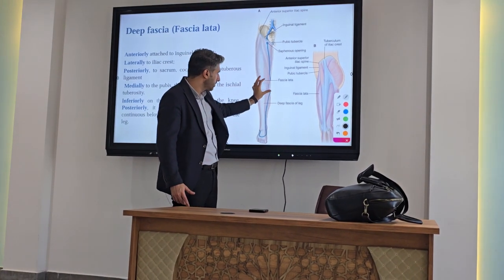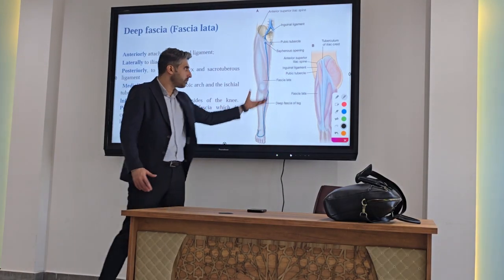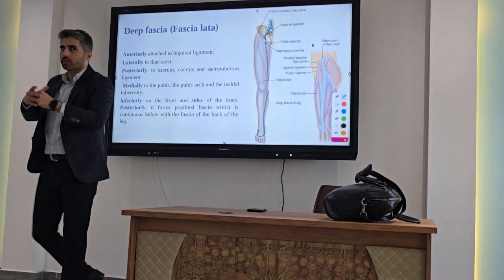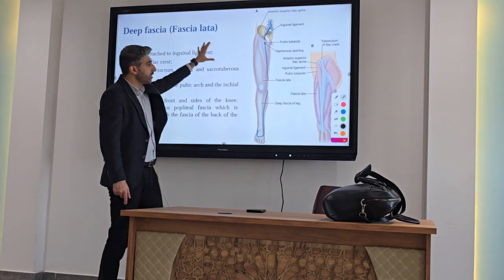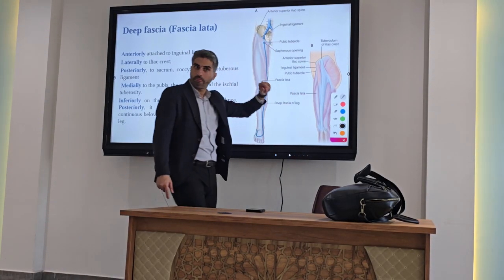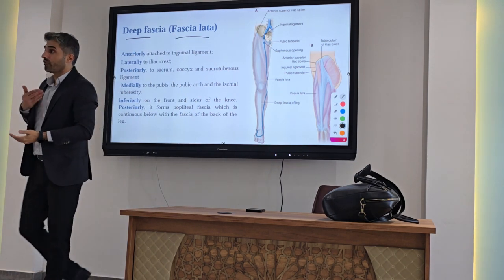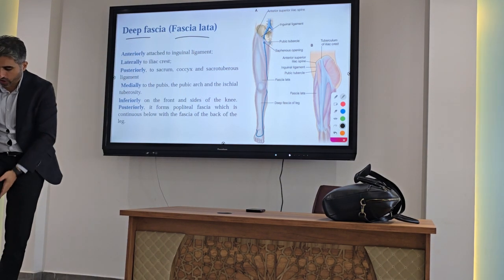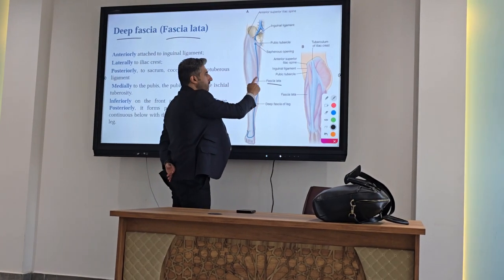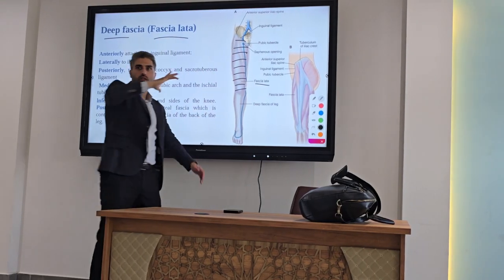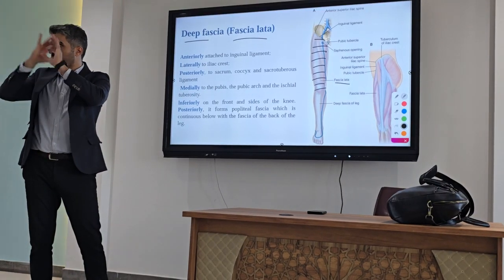Here you can see this is deep fascia, like socks. Deep fascia covers the muscles, okay. Deep fascia in the thigh has a name. We say fascia lata. When we say fascia lata, it means deep fascia of the thigh. Fascia lata covers all parts of the thigh: anterior, medial, lateral, posterior side.